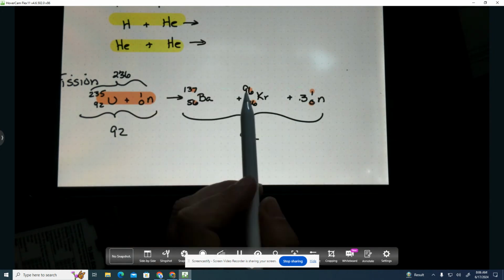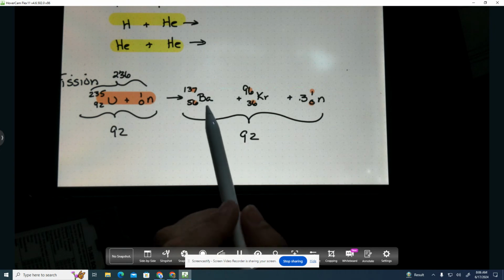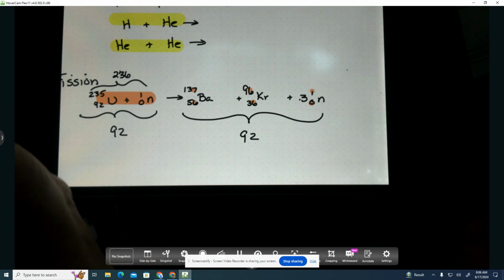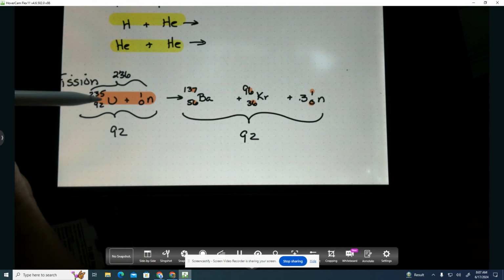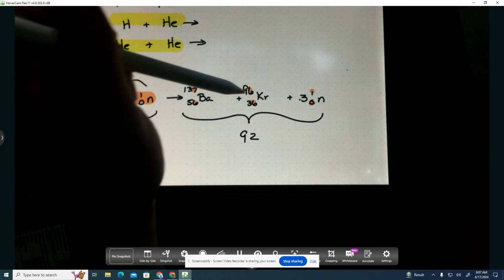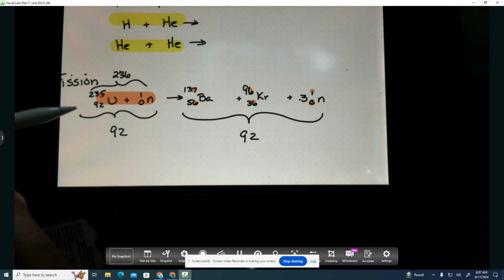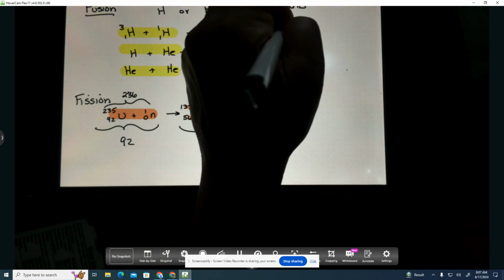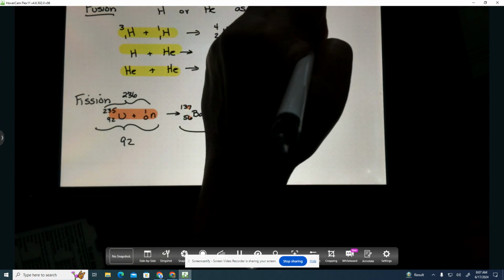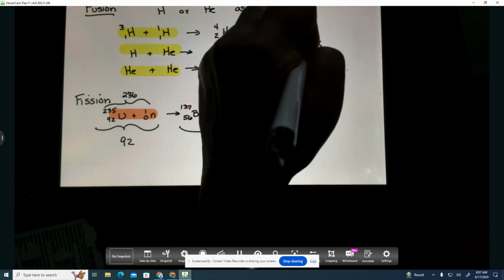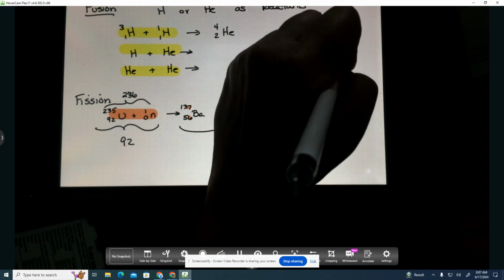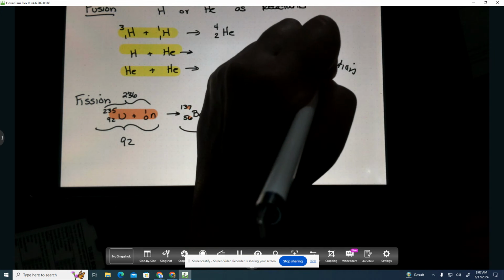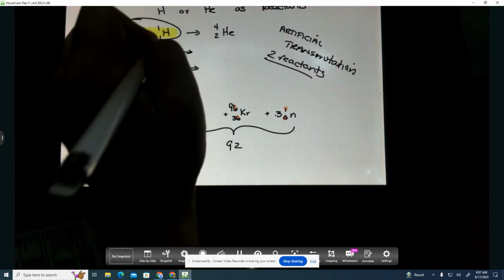They would have to give you these numbers, or at least some of them, and have one that's missing, so you know what that number is going to be. When you have a fission reaction, it is a heavy nucleus plus a neutron, and it breaks into two smaller pieces. Fission means to split apart. Fusion means to come together. Any artificial transmutation will always have two reactants.